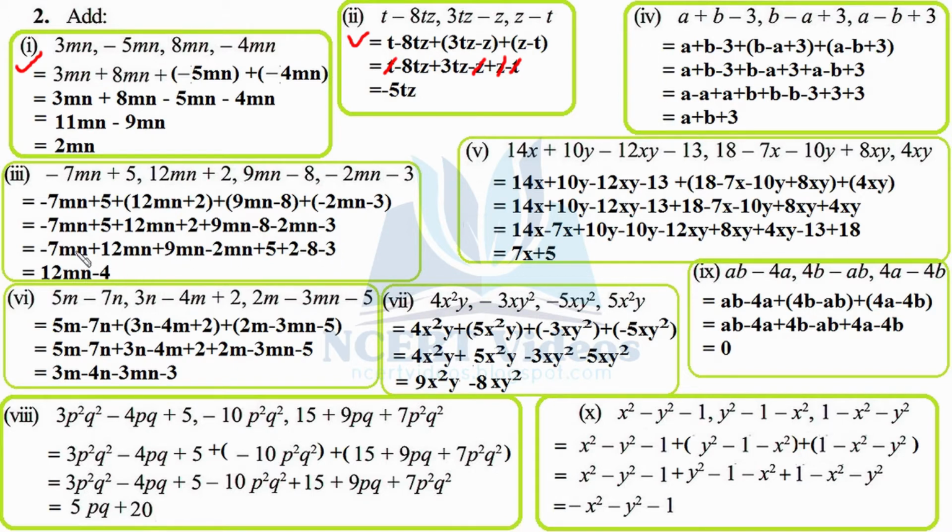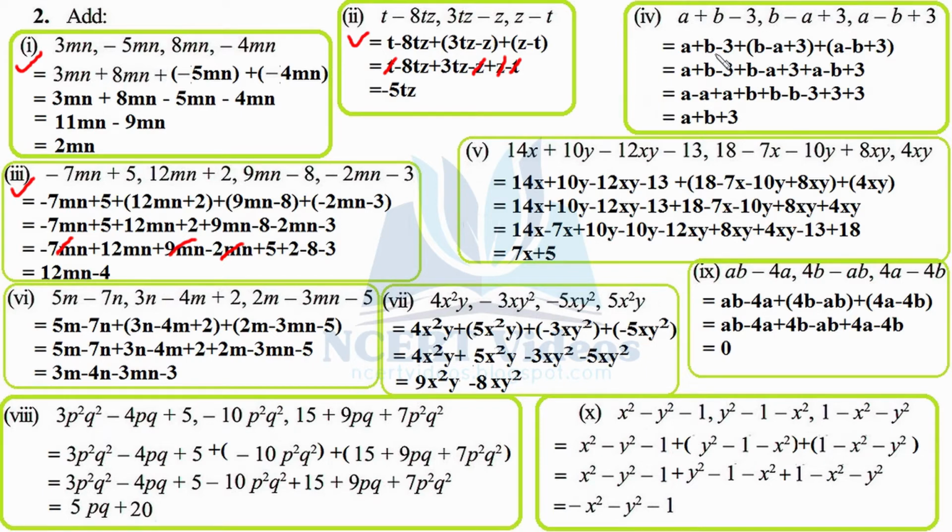Solve it. So 7 minus 2 is minus 9mn. So therefore, these are cancelled. Plus 12mn is left. Therefore, writing it and solving constants. 5 plus 2, 7. 7 minus 8 is minus 1. Minus 1 minus 3, minus 4. Therefore, it is solved. Fourth, a plus b minus 3, b minus a plus 3, a minus b plus 3.